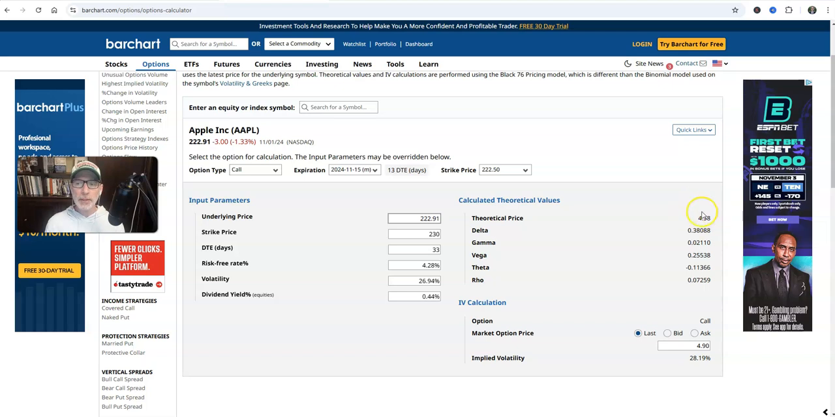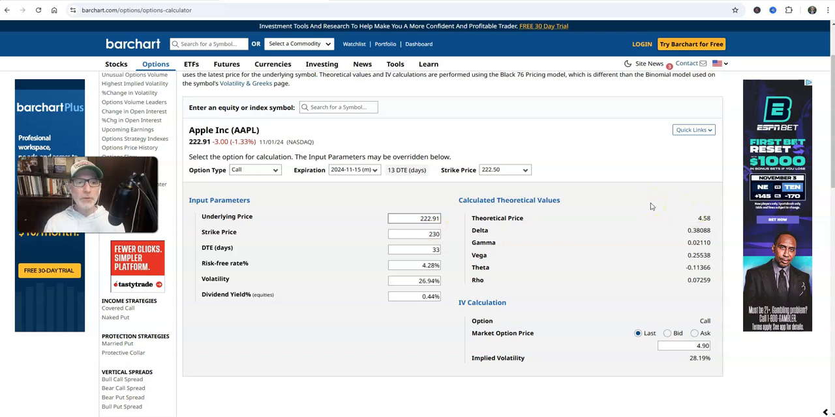And you have to multiply this by 100. There's 100 shares of stock in each option contract. It's called the $100 multiplier or the 100 share multiplier. So this option would actually cost $458. If you bought that call option with 33 days left, the 230 strike, it'll cost you $458.